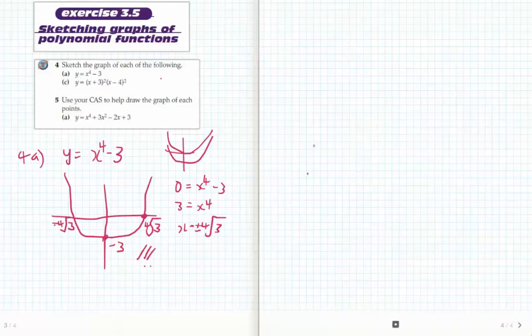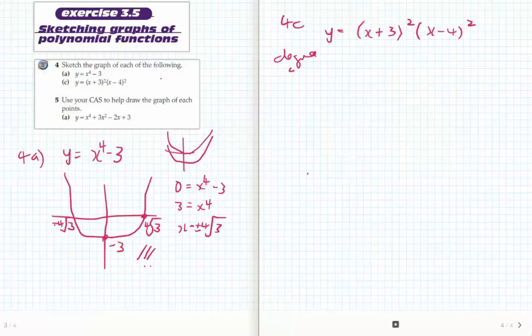If I was to look at 4c, I've got y equals (x plus 3) squared times (x minus 4) squared. This x to the power 2, this x to the power 2, multiply them together, I add the powers, so this is a degree 4, and it's a positive degree 4. That x squared is squared, so it will be positive, and that will be positive. So, with a positive degree 4, I know that it starts up here and finishes up here. All the even numbered powers do.